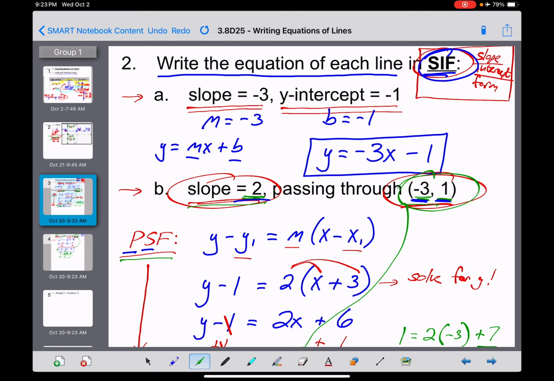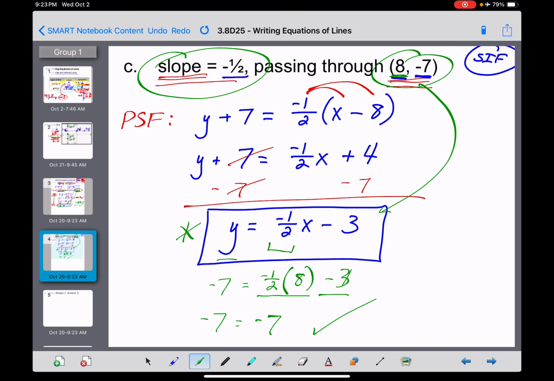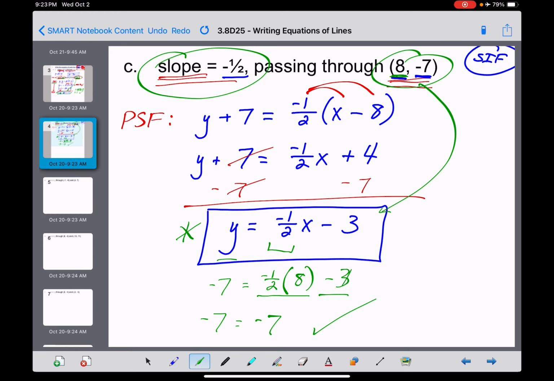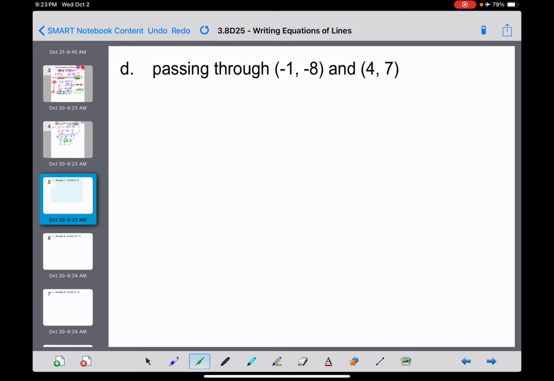So those two examples, guys, B and C, are both the same type of problem where you've been given the slope and a point, and you had to go to point-slope form. Now, if we take a look at example D, this is where the plot starts to thicken a little bit and things get a little bit more difficult.